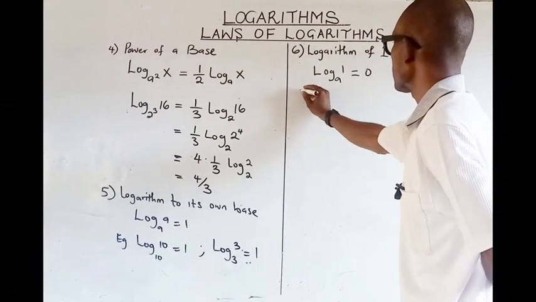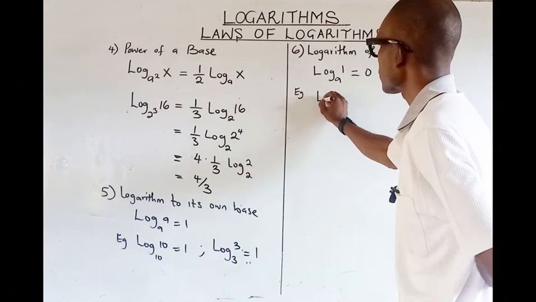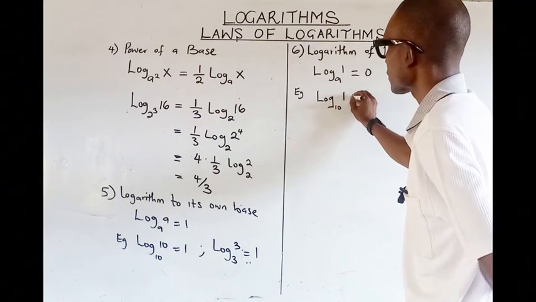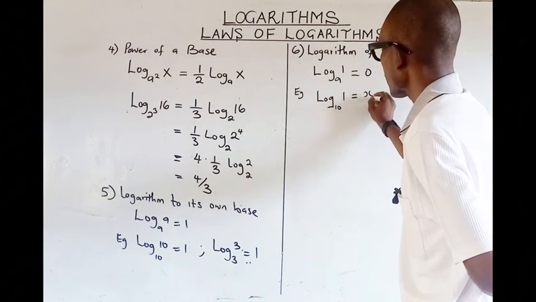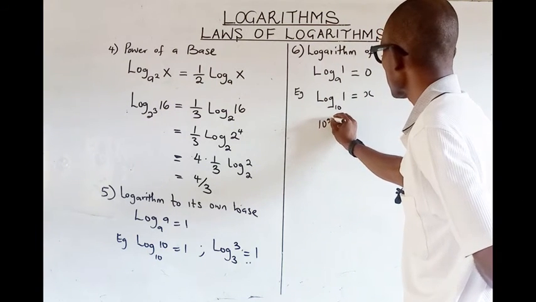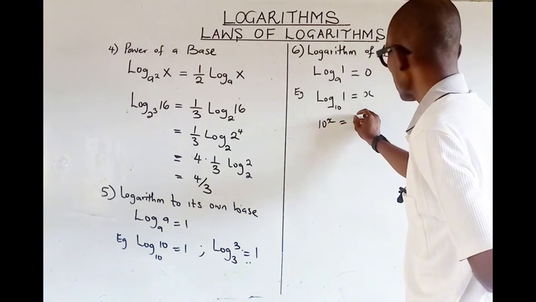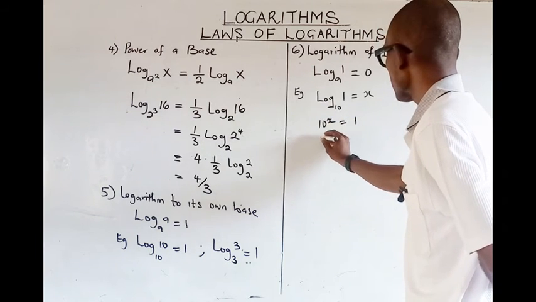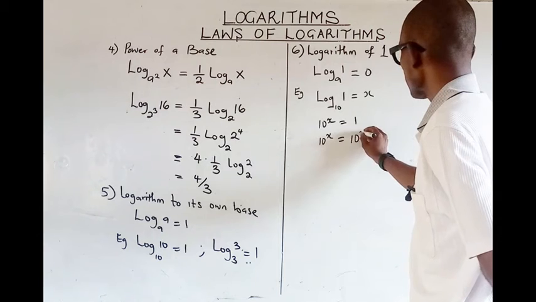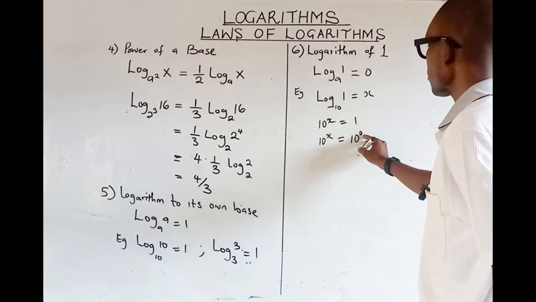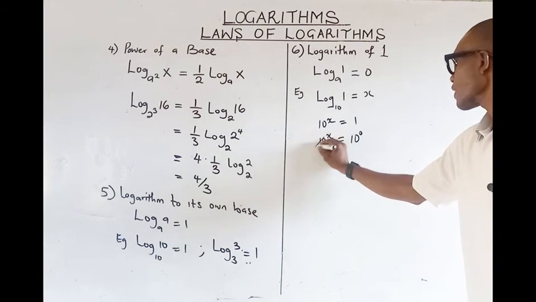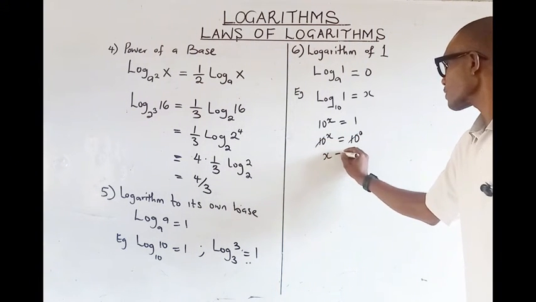For example, if we have log 1 base 10 is equal to x, say x, then 10 raised to the power of x is equal to 1. 10 raised to the power of x, we make this 10 raised to the power of 0. Because 10 raised to the power of 0 is 1. So 10 here will cancel 10. x is equal to 0.